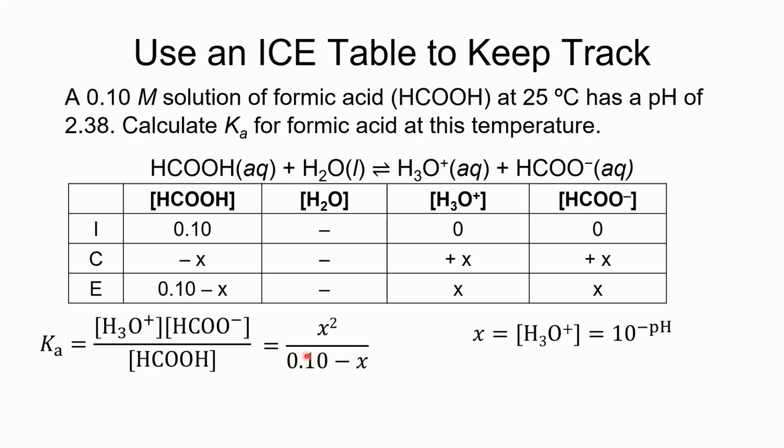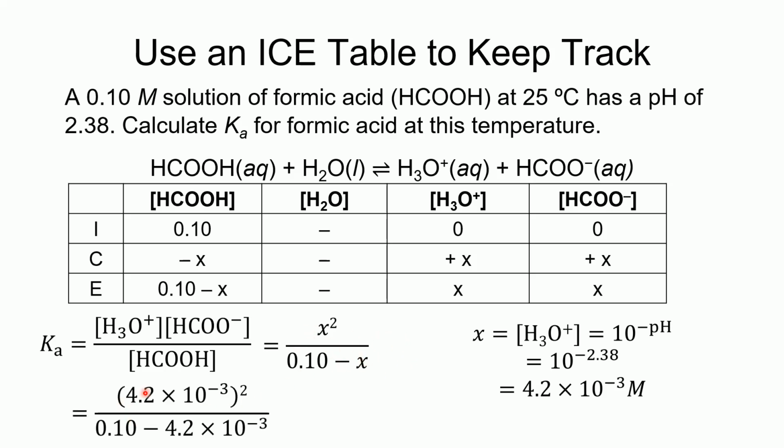Well, to get x, we can get that from the pH. We know that the pH was 2.38, and we can calculate the hydronium ion concentration at equilibrium using 10 to the negative pH. So hydronium is 10 to the negative pH. So 10 to the negative 2.38 comes out to 4.2 times 10 to the negative 3. That means we can take 4.2 times 10 to the negative 3 and put it in for x in this expression.